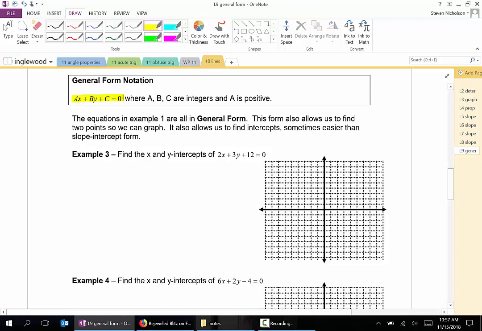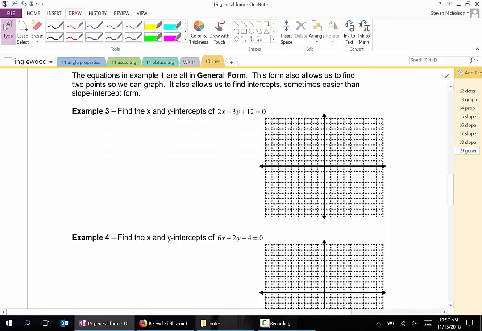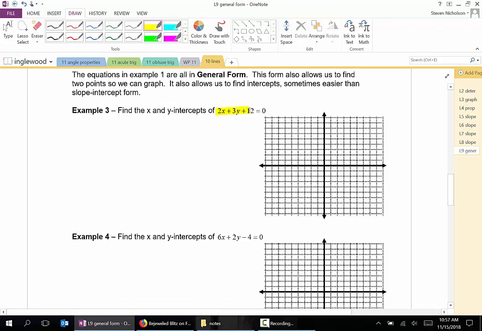You can't change it. It is what it is. And the general form of a line is always written in this way: Ax plus By plus C equals 0. X stuff first, Y stuff second, and C represents a number, and it's all equal to 0. A, B, and C have to be integers. That is, they are nice numbers, no fractions. And A has to be positive. So all the examples you see below, examples 3, 4, and 5, are all written in general form.